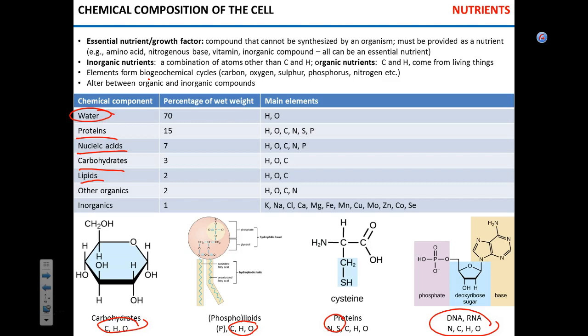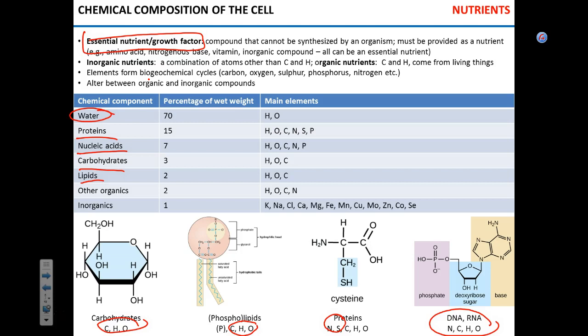Now, first let's get out the term that often confuses students, and I try to explain it as clearly as possible, which is growth factor, essential nutrient. So growth factor, let's talk about the definition. Growth factor or essential nutrient is a chemical that cannot be synthesized by an organism and must be provided exogenously, must be present in the growth medium.